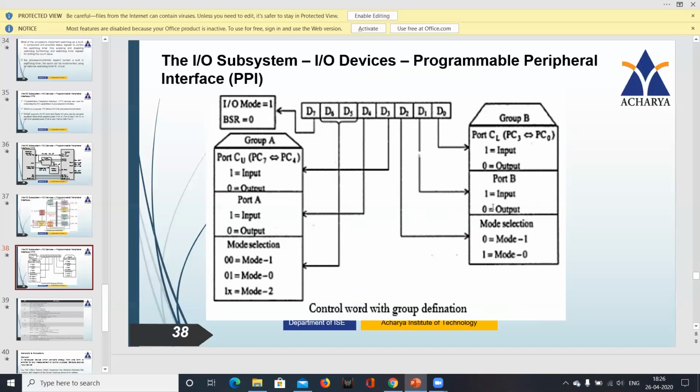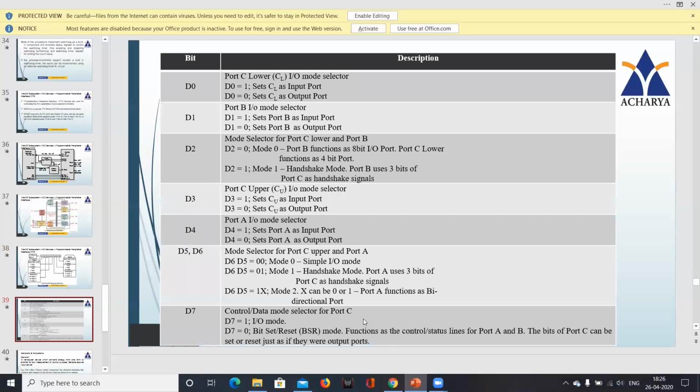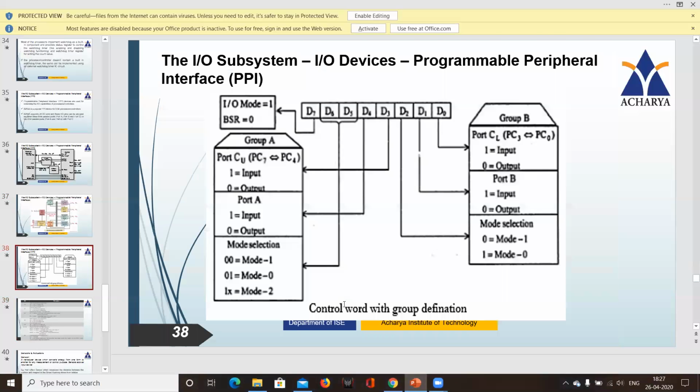So D7 bit. As I said, if D7 is 1, it is IO mode. If it is 0, it is bit set reset mode. Now coming to D5 and D6, I told you 0, 0 means mode 0. 0, 1 means mode 1. 1, 0 means mode 2. By now, I hope you're able to remember and relate it. Mode 0 is nothing but simple IO. Mode 1 means handshaking signals. Mode 2 means it is mainly used for bidirectional ports.